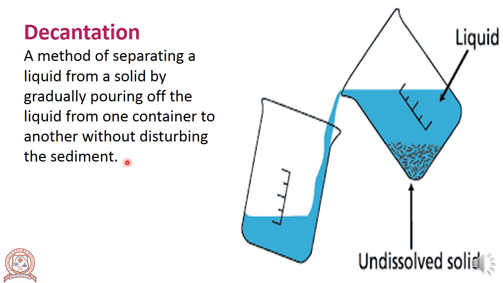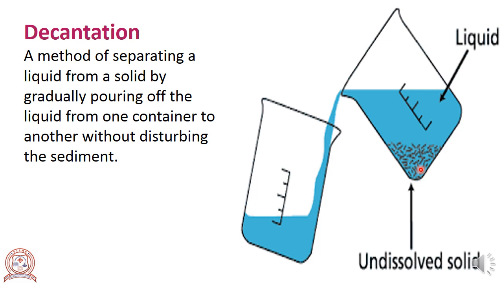And once more I will tell you, the pouring out of clear liquid. This is the liquid and you can see the sediment settled at the bottom of the beaker. We are pouring this liquid into another beaker without disturbing the sediment. That process is called decantation.